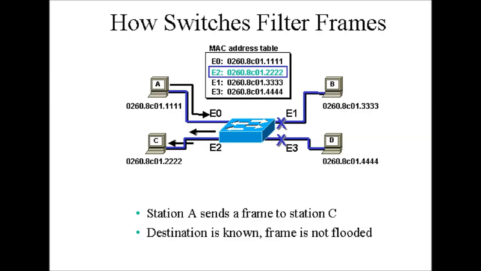The second point: destination is known, frame is not flooded. Basically, flooding is a problem in our network. So to control the problem of flooding, switch as well as bridge maintain a MAC address table, and on the basis of this MAC address table, the frame is transmitted to its intended destination. This is also called unicasting instead of flooding or multicasting.